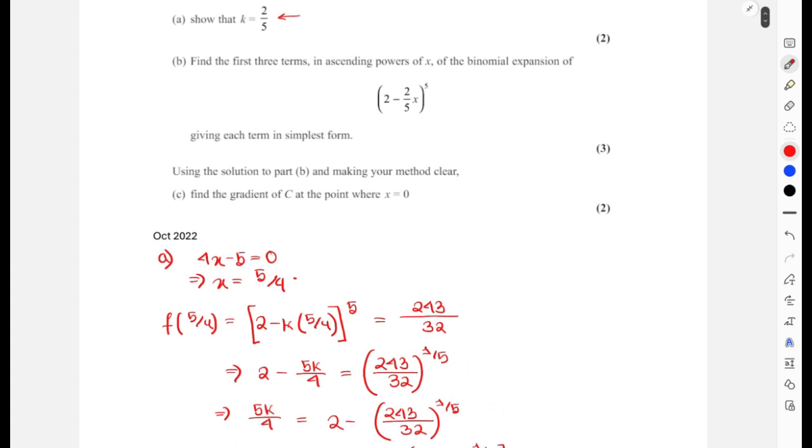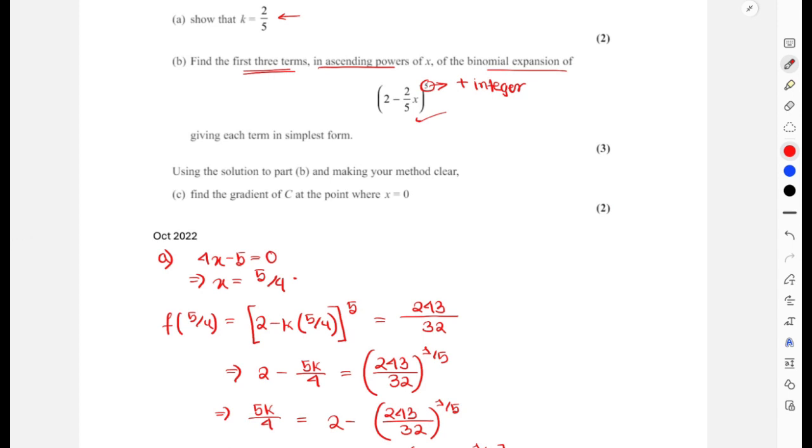After that, it says find the first 3 terms in ascending powers of x for the binomial expansion of this, and give each term in the simplest form. Again, you can use the NCR format. No need to use your factorial theorem, because the power over here is still a positive integer, right? So I would suggest using your NCR formula, because it's just easier to work with. For the first three terms, they indicate the 0th term, 1st term, and 2nd term, right?